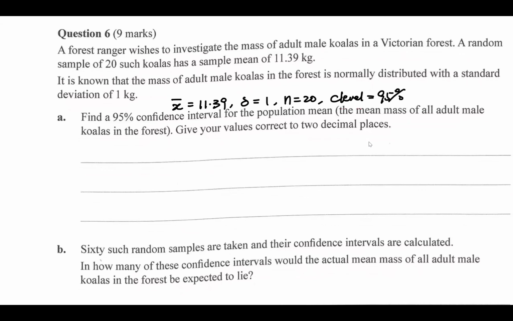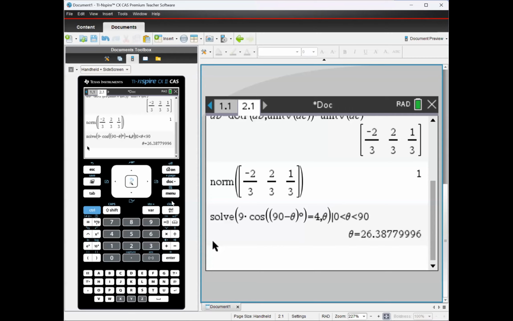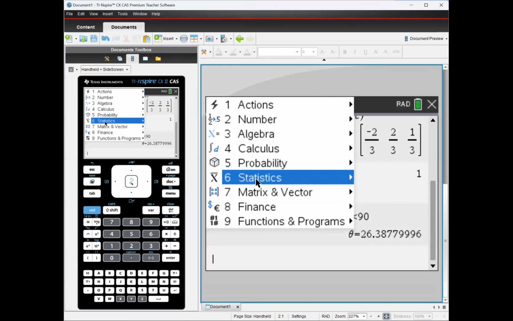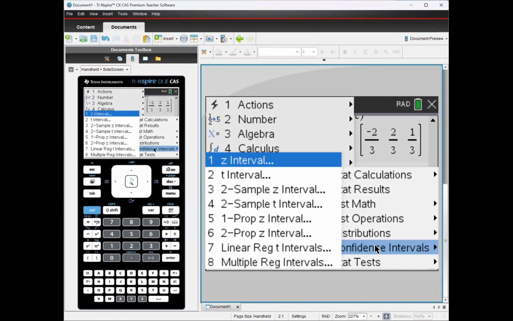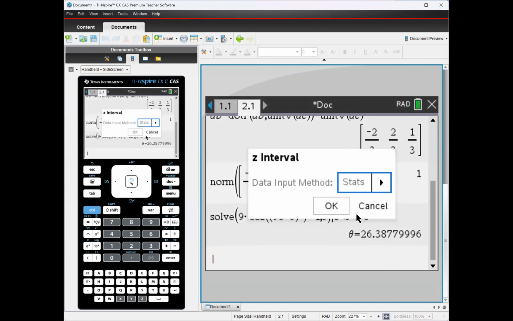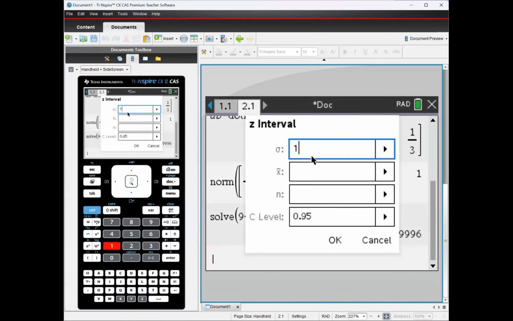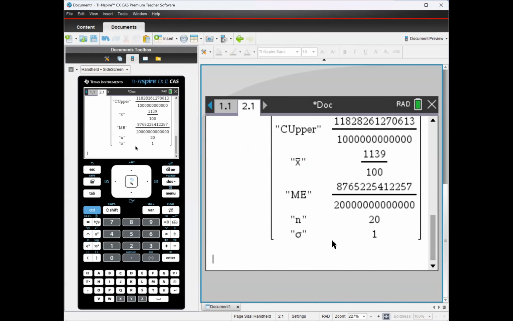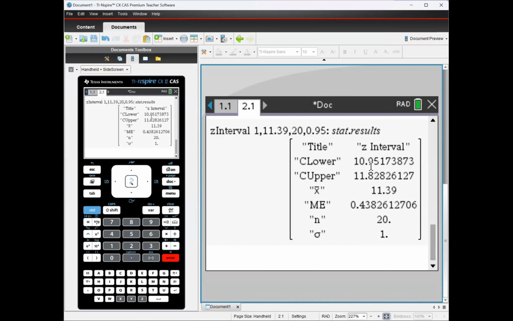The confidence level is 95% or 0.95. So what I'm going to do is use a calculator and let's see: menu, statistics, confidence interval, z interval. Choose stats. Sigma is 1, 11.39 for x bar, 20 koalas, confidence level as it is, 0.95. Press Ctrl Enter: 10.95, 11.83. Just be careful using normal rounding, okay? Don't round down because this is an 8 here. You need to round up, but it's an open circle anyway.